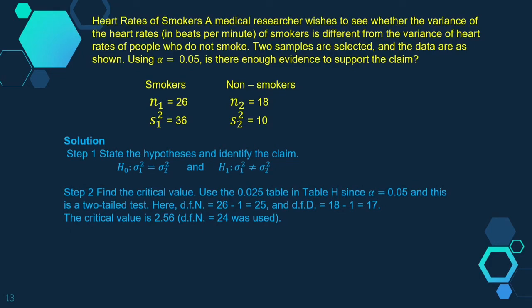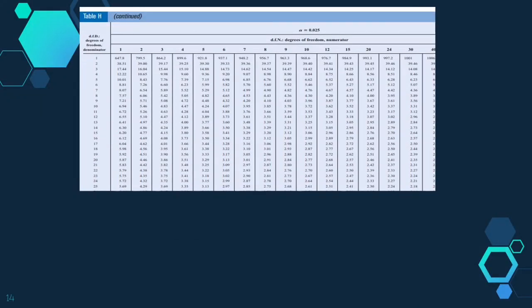Step 2, find the critical value. Use the 0.025 table in Table H, since alpha is equal to 0.05 and this is a two-tailed test. Here, DFN is equal to 26 minus 1, which is 25, and DFD is equal to 18 minus 1, which is 17. The critical value is 2.56. DFN is equal to 24 was used. Here is the table using alpha is equal to 0.025, and the intersection of 24 and 17 is 2.56.